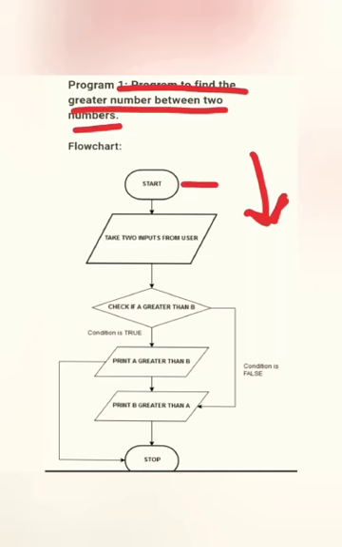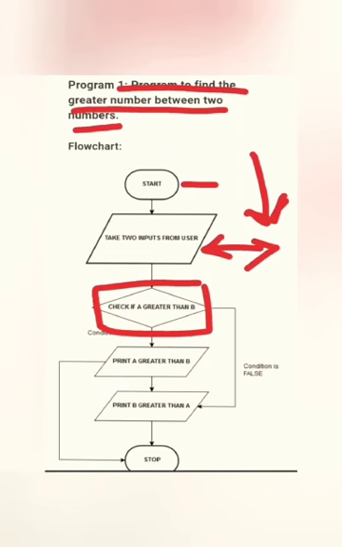First we have to give a start and then get an input from the user. Here we have to check the condition: check if A is greater than B. If A is greater than B, print A is greater than B. If the condition is false, print B is greater than A. Here we got the result.